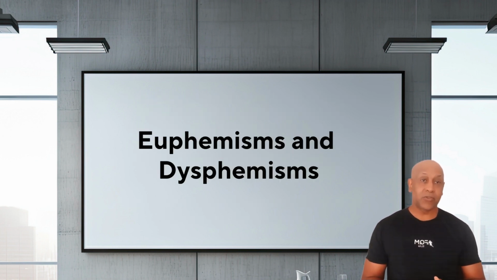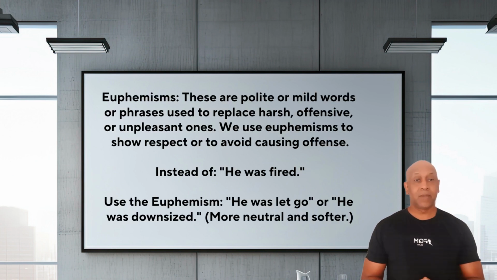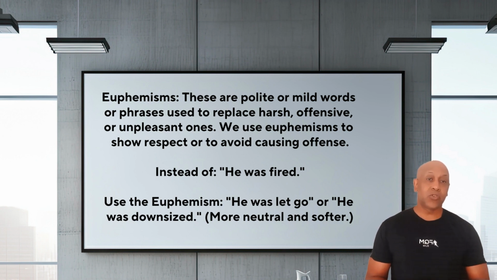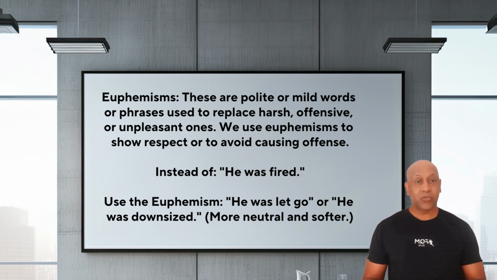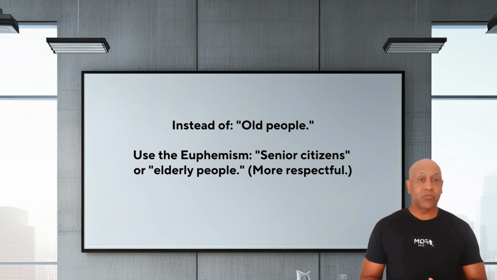Euphemisms and dysphemisms. Words have power. We often choose specific words to deliberately soften or exaggerate reality. Euphemisms. These are polite or mild words or phrases used to replace harsh, offensive, or unpleasant ones. We use euphemisms to show respect or to avoid causing offense. Instead of "he was fired," use the euphemism "he was let go" or "he was downsized," more neutral and softer. Instead of "old people," use the euphemism "senior citizens" or "elderly people."